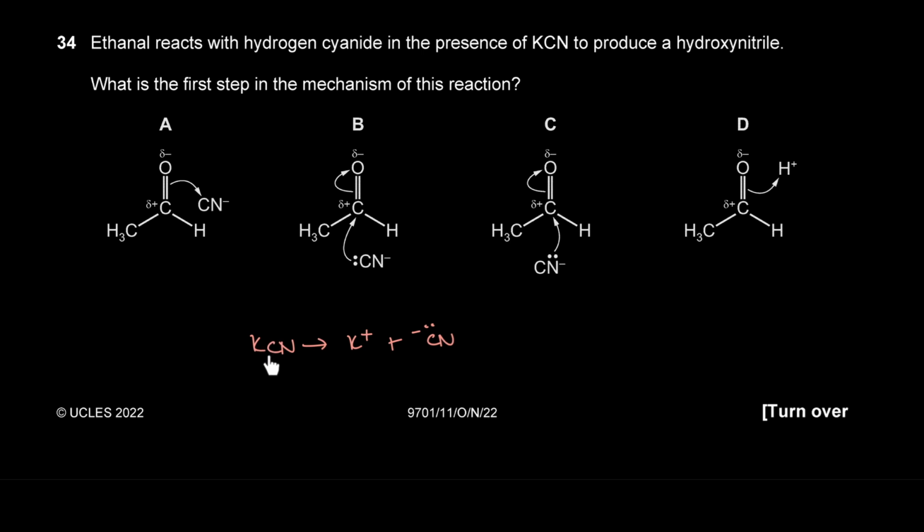So the KCN catalyst ionizes completely in solution. HCN is a weak acid, so it doesn't provide enough cyanide ions. So the KCN ionizes completely to form cyanide ions, where the carbon has the negative charge. This nucleophile attacks the delta positive carbon. So the answer is B.